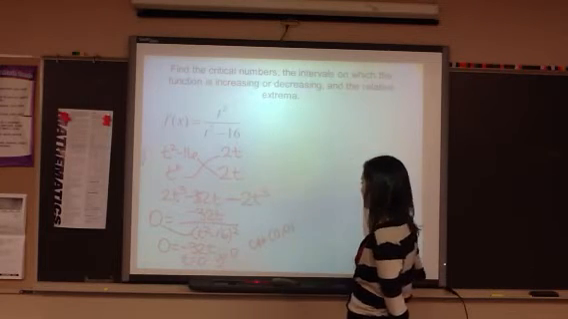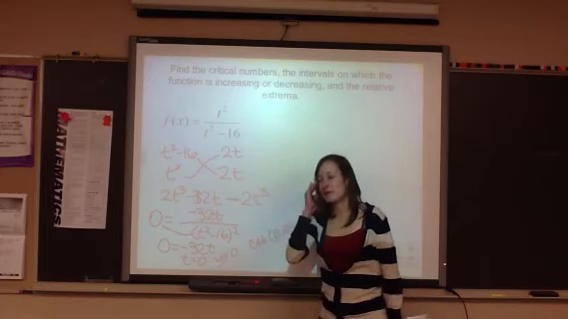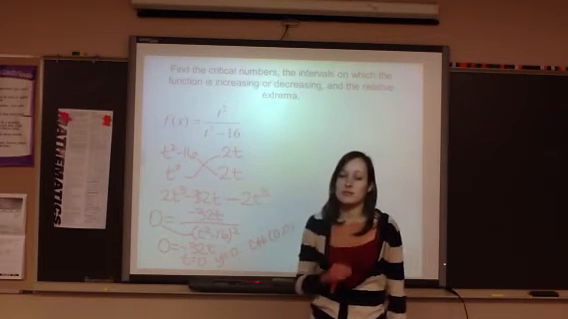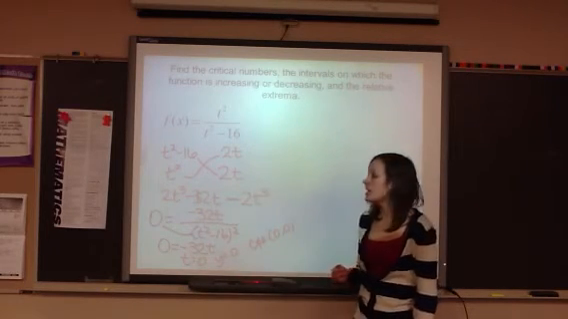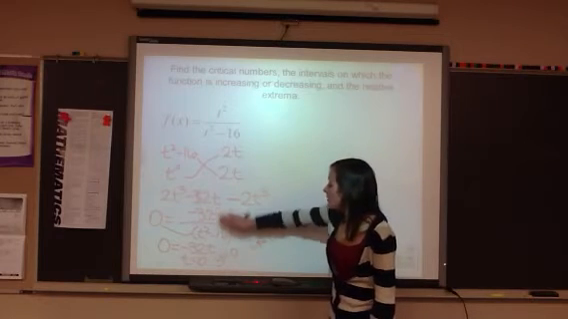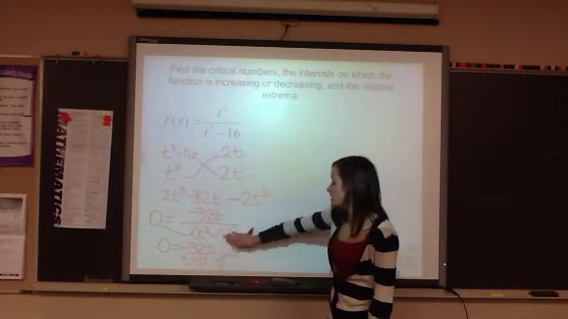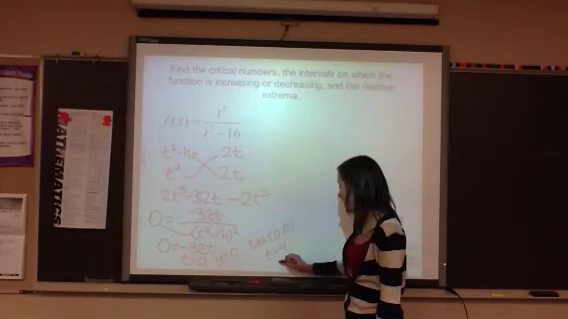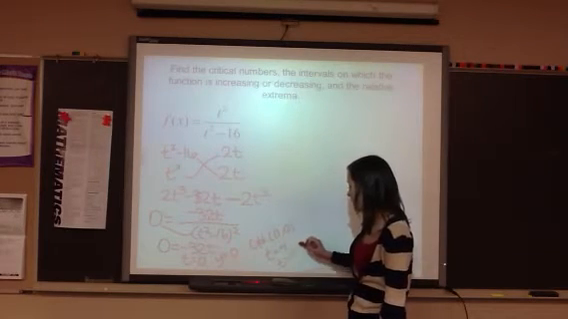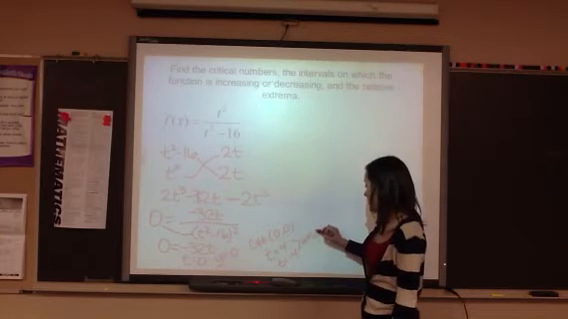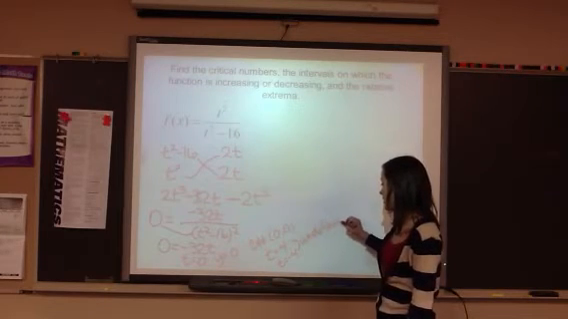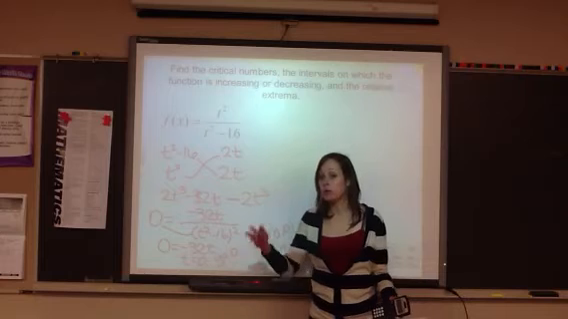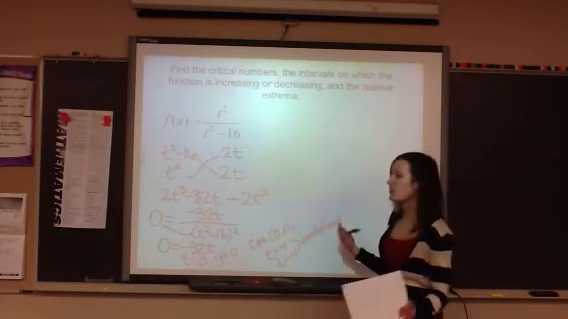However, this was a fraction, so we have to remember with critical numbers, we also have to state where we're undefined. We are undefined when our denominator is 0. What makes the denominator 0? 4 and -4. So we're undefined there. That means something crazy is going on in our graph. Probably a hole or an asymptote. We'll find out soon enough.